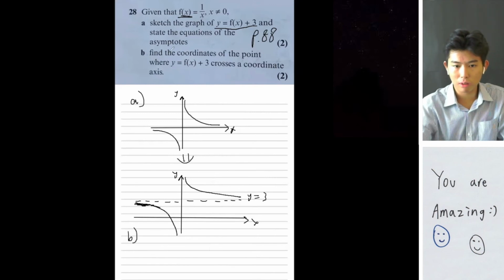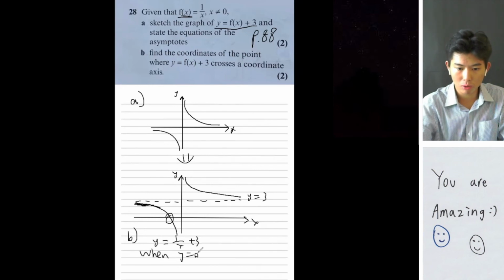And for part B, they want us to find the coordinates of the points where y equals f of x plus 3 crosses the coordinate axes. Okay, so the only point that they are crossing is this one here. So if I assume that y equals 0, then I can find the x.